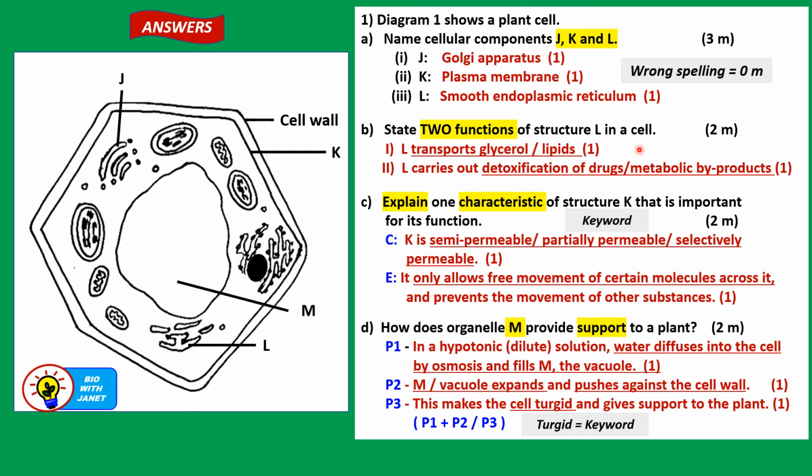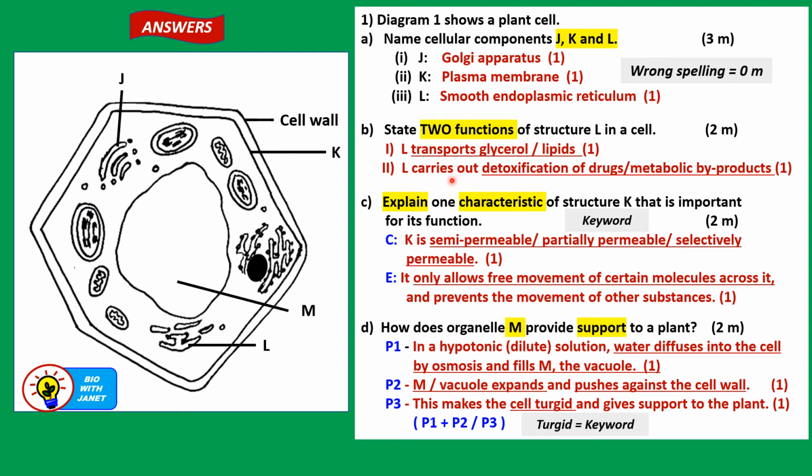Now B, state 2 functions of structure L in the cell. Structure L is the smooth endoplasmic reticulum. The first function is that it transports glycerol or lipids. The slash means you write 1 is good enough, or you can write both. Either one is accepted. In fact, for the first function, you can also write L synthesizes and transports glycerol lipids. But here I just put the word transport because the main function is transportation for the endoplasmic reticulum.